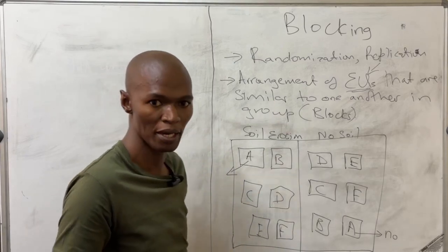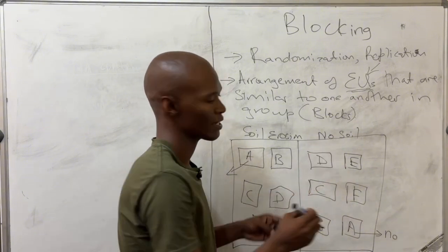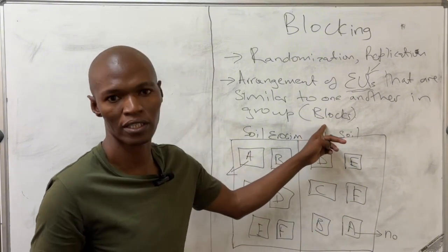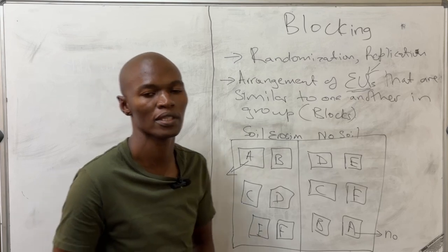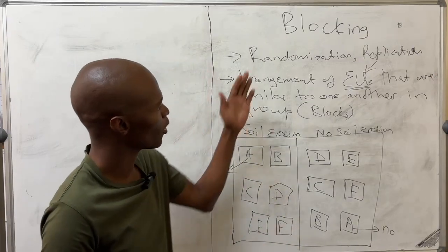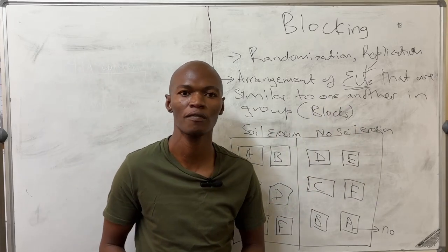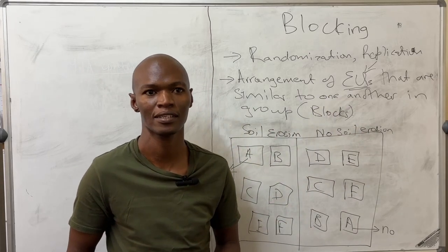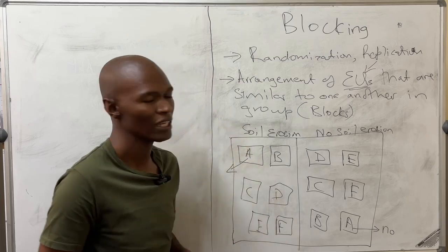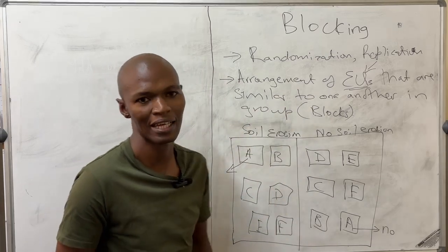So you have to group them in the way they are similar, which is the blocks, those different groups. Thank you for watching until the end. To recap, we have covered blocking. We defined blocking as one of the principles of experimental designs. Remember, blocking is just the arrangement of the experimental units that are similar.